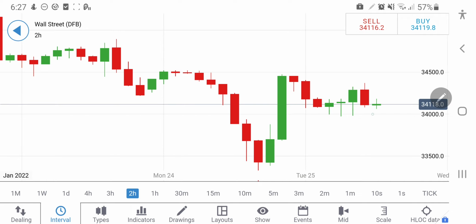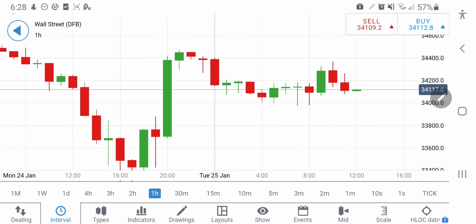And look at the 2-hour charts. On the 2-hour charts, as I said, once it drops below 33,950, then only you can consider this as a bearish move where you can expect 33,800 to be achieved, and then it can drop below 33,800. We can expect 33,700 and 33,500 levels. So this is what it appears on the 2-hour charts.